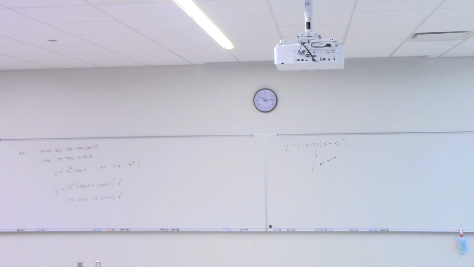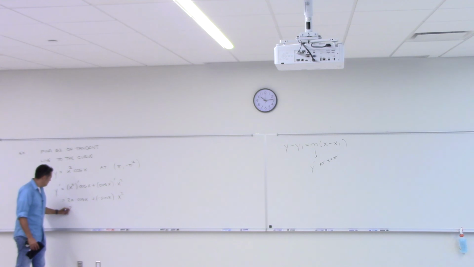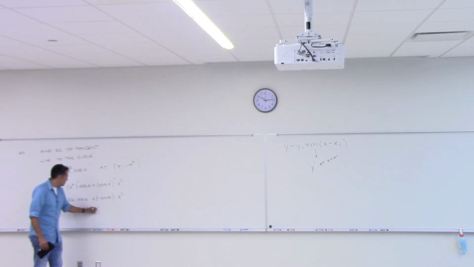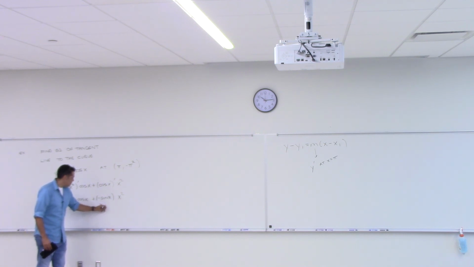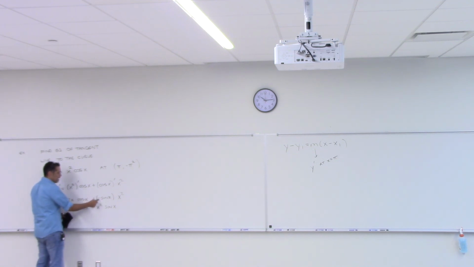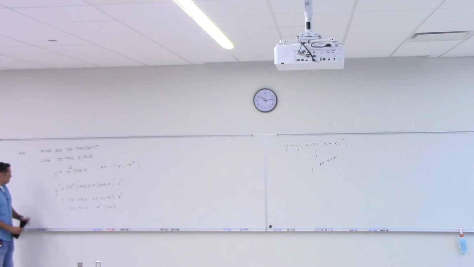You all buy that? 2x cosine x minus x squared times sine x. So here, again, I put the plus minus, it became a minus, and then the x squared, I pulled it out to the front. This is my derivative.